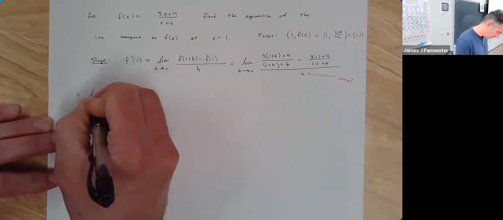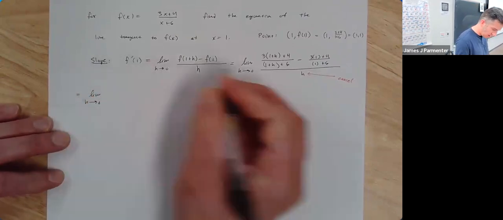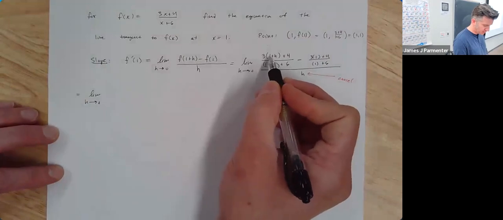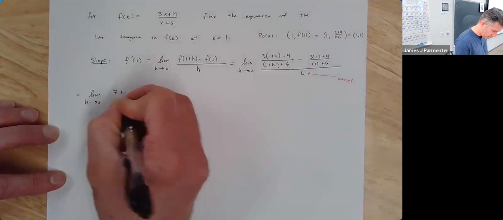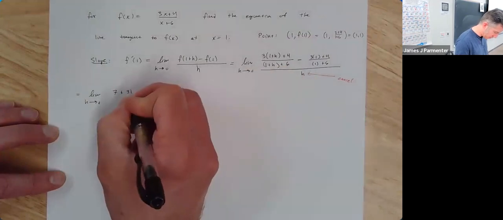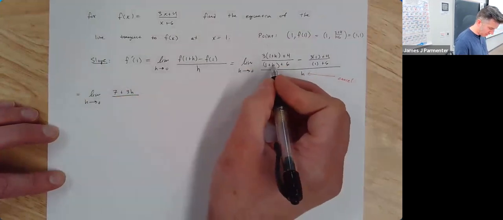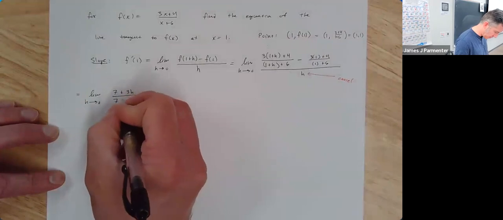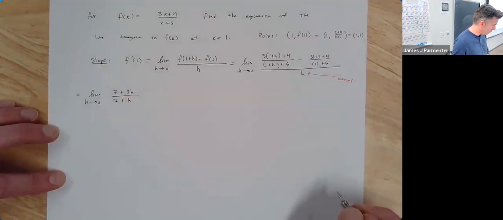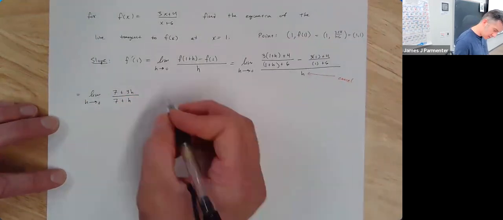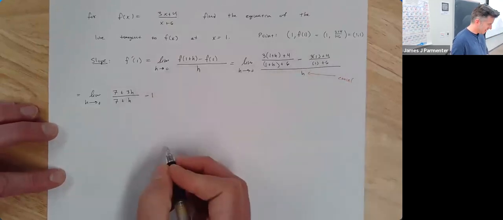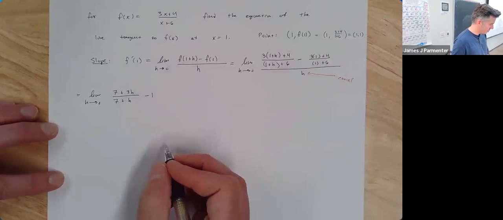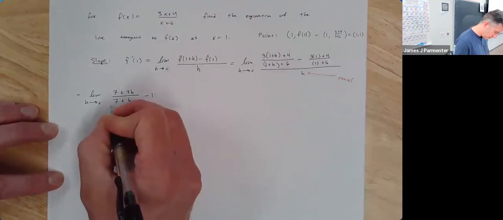I'm going to write this as the limit as h goes to 0. On top here, I have 3 times 1 and 3 times h. So I have 3 plus 4, which is 7, plus 3 times h is 3h. In the bottom, I just have 1 plus h plus 6, which is 7 plus h. And on the bottom, I have, sorry, not the bottom, minus 1. Do I want to write it like that? Yeah, no, sure. All divided by h.